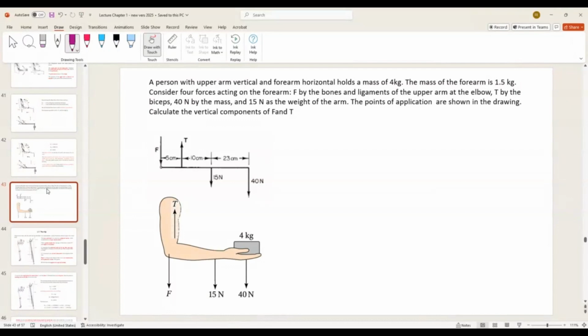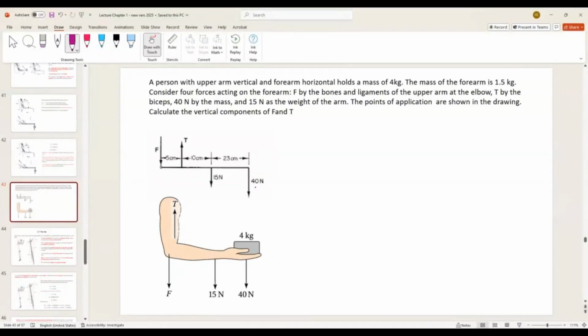F by the bones and ligaments of the upper arm at the elbow. So the force F over here. T by the bicep. So it's the force on the bicep, the muscle. 40 newtons by the mass that you are holding in your hand, that is 4 kilograms times approximately 10 meters per second squared of gravity, gives you the 40 newtons.